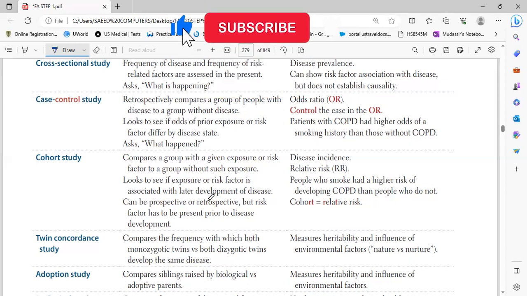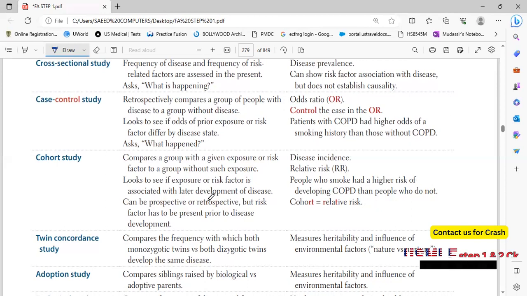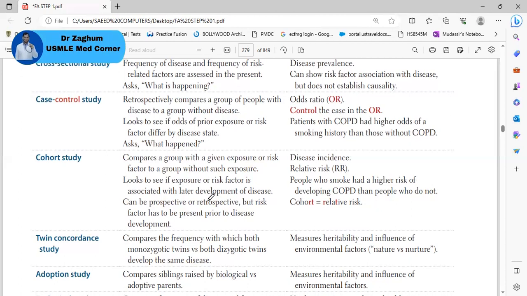So guys, you take the diseased people and then go toward exposure. First you take diseased and non-diseased people, then you look at their chances of exposure, how much they were exposed. The main key point is that the disease will be given. A question like this has been asked in NBME.